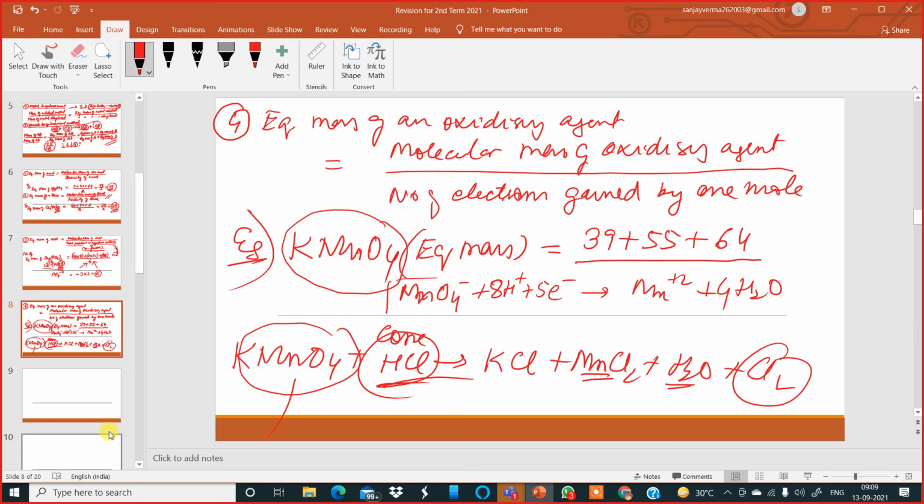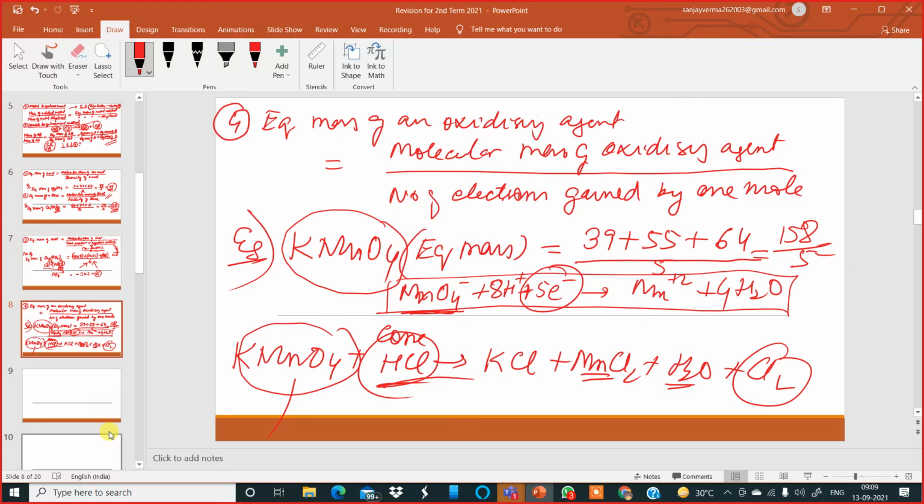So this is the concept from the chapter redox reactions. Very important chapter. Now the number of electrons gained over here is 5, so I'll put over here 5. So this becomes 158 divided by 5. We need to add 5 electrons on the left hand side only. These 5 electrons, who has taken them? The permanganate ion. Potassium permanganate is receiving 5 electrons. That is how it is taking electrons.